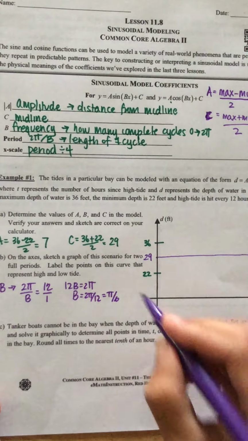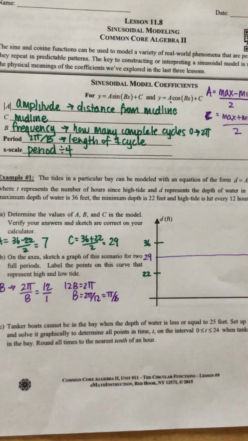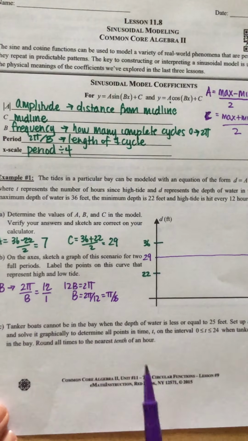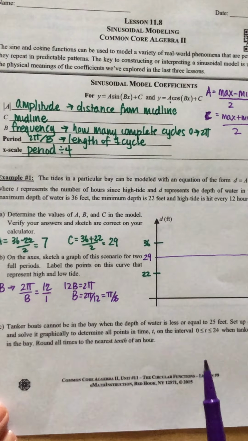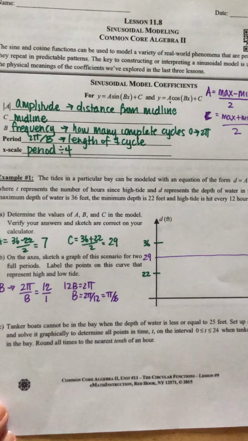And reduce. Pi over 6 is your B value. Okay, so a couple of things. I know I'm going to hit high tide twice, okay? Twice in 24 hours. I think they want us to graph it for 2 full periods. You know why? 12 hours for 1 period, another 12 hours for the second period. We're going to graph it over the course of a day.